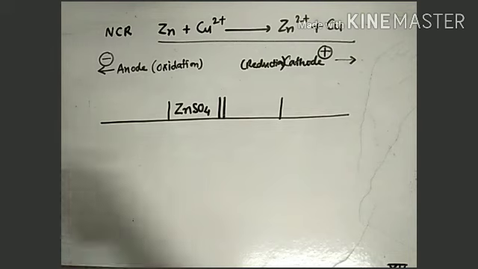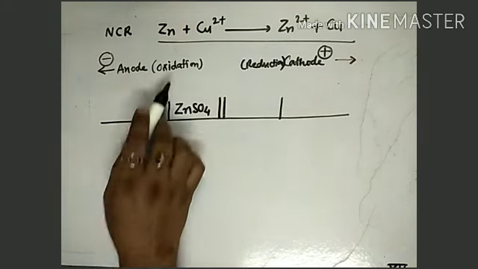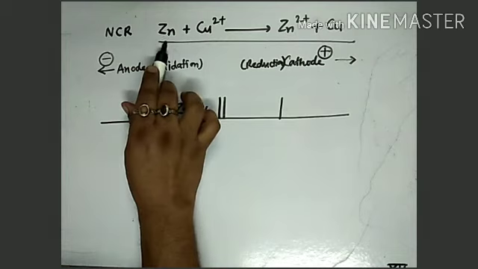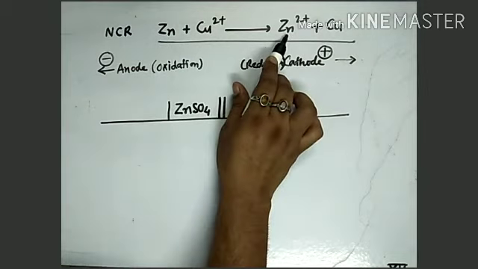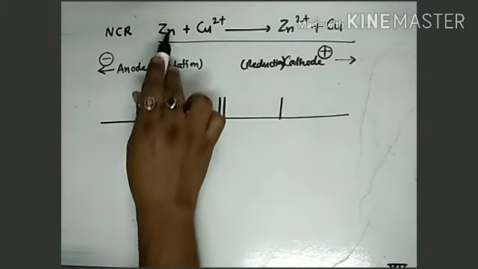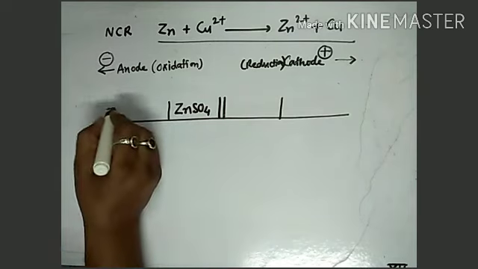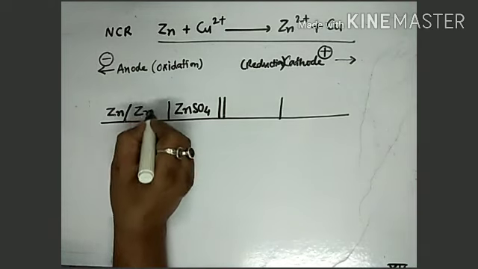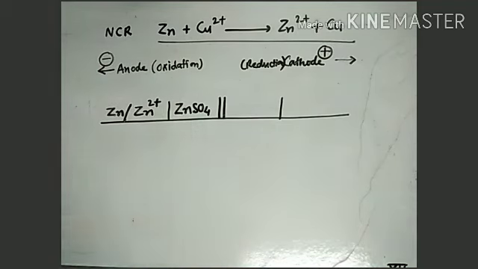So whatever molarity or concentration we have, and the oxidation reaction that is taking place, that means the zinc turns into Zn2 plus, right? So we can write in this manner. Zinc turns into Zn2 plus, right? So this is the right way to express the anode portion.